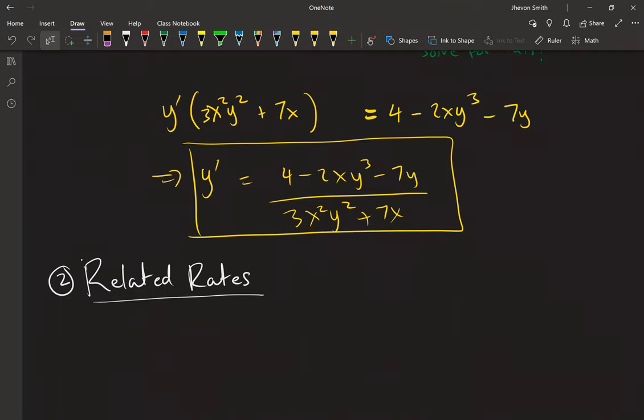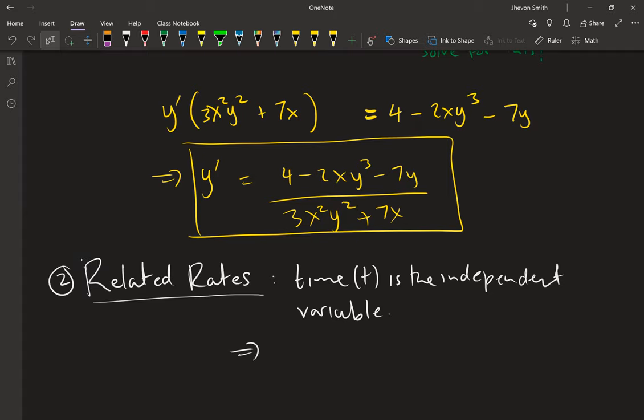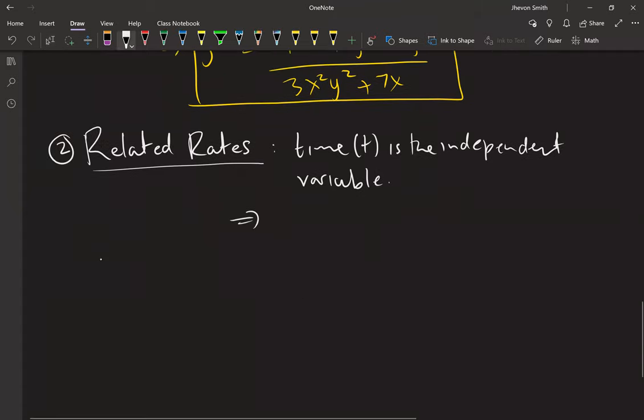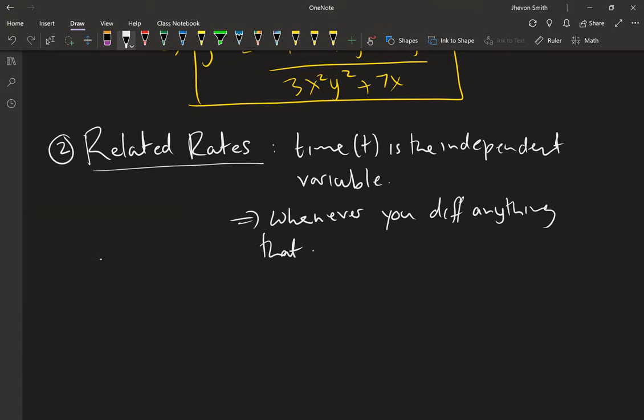So this is when time, which we'll usually denote by t, is the independent variable. So this means whenever you're differentiating anything that's not a t, you must multiply by the derivative of the variable.